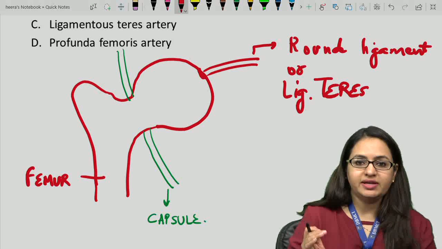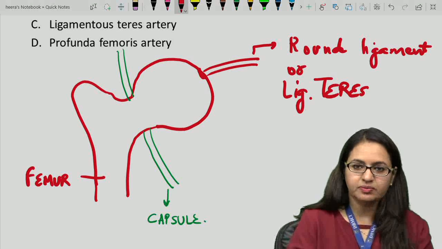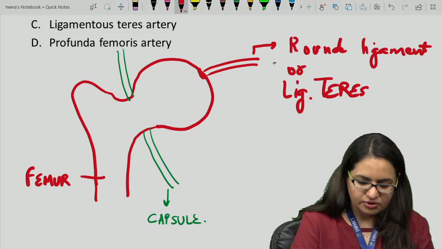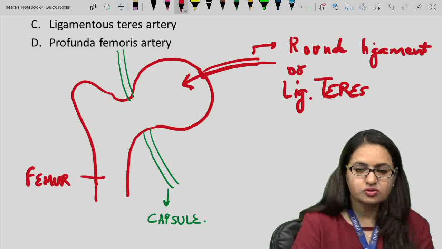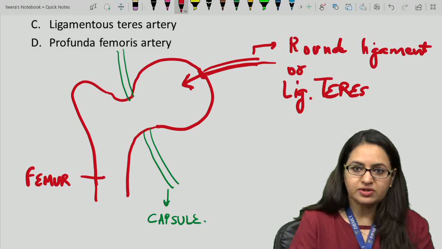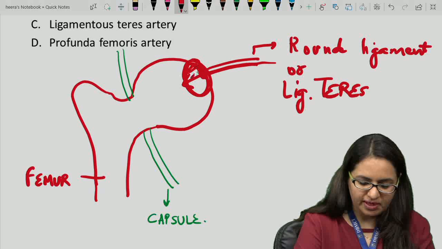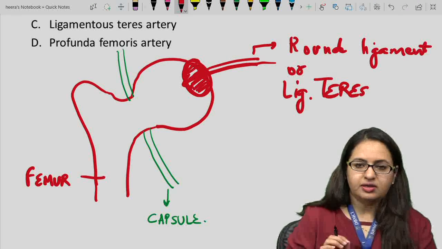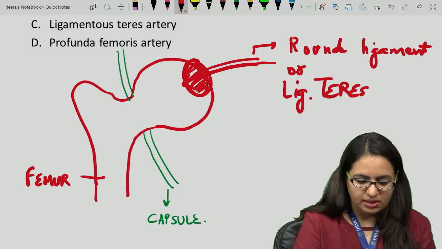The artery which enters the head of the femur through this round ligament, the ligamentum teres, is known as the artery of the ligamentum teres. It is also known as the medial epiphyseal artery, and it supplies the area around this fovea. So it forms only a minor component of the blood supply to the head of the femur, and it is around the fovea.